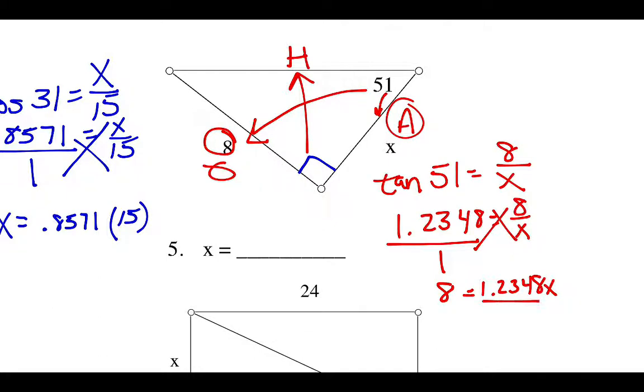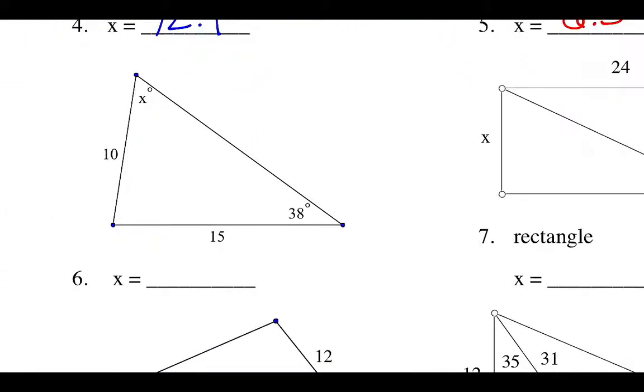So this shows me that I need to divide by the 1.2348 to figure out what x is, and I'm getting that x is equal to 6.5. And that's how I'm going to use sine, cosine, and tangent to answer those types of questions.